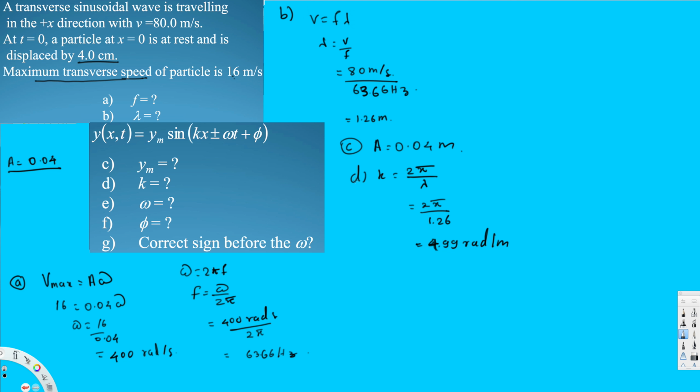And then the E part is asking for the omega. That one we found out right here already. That is equal to 400 radians per second.